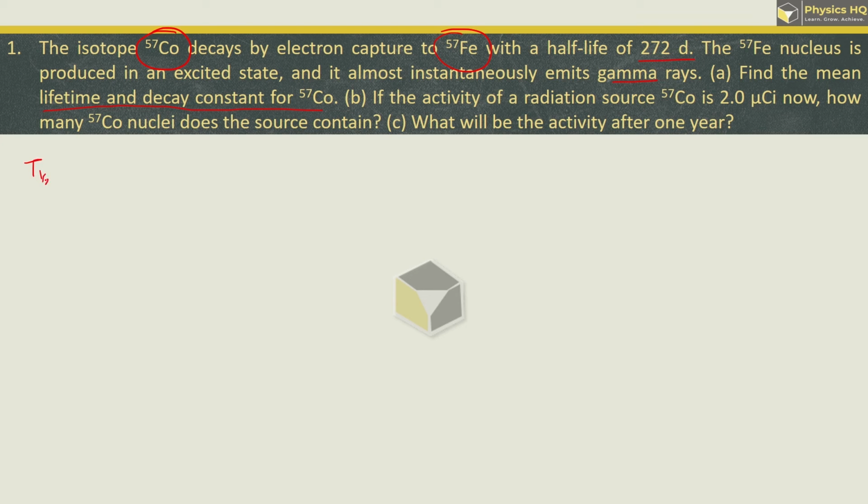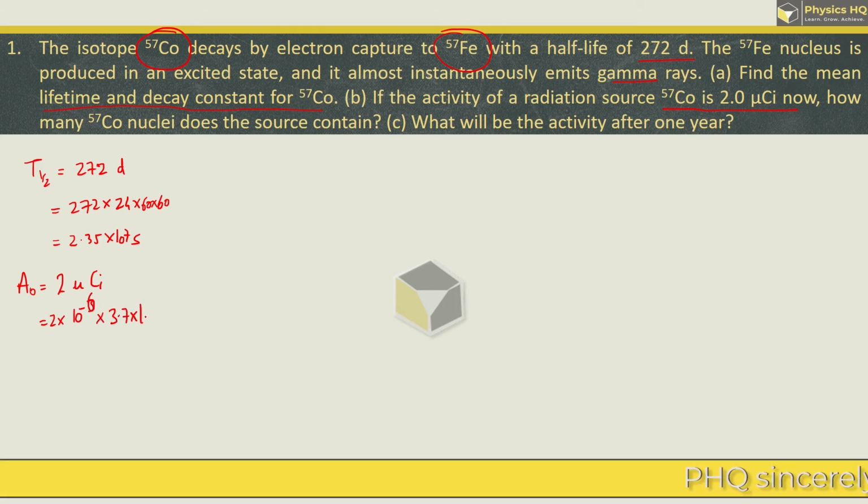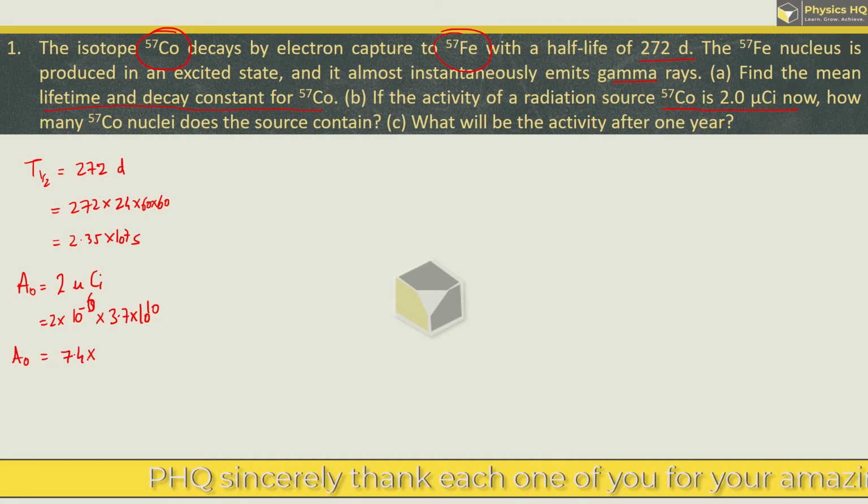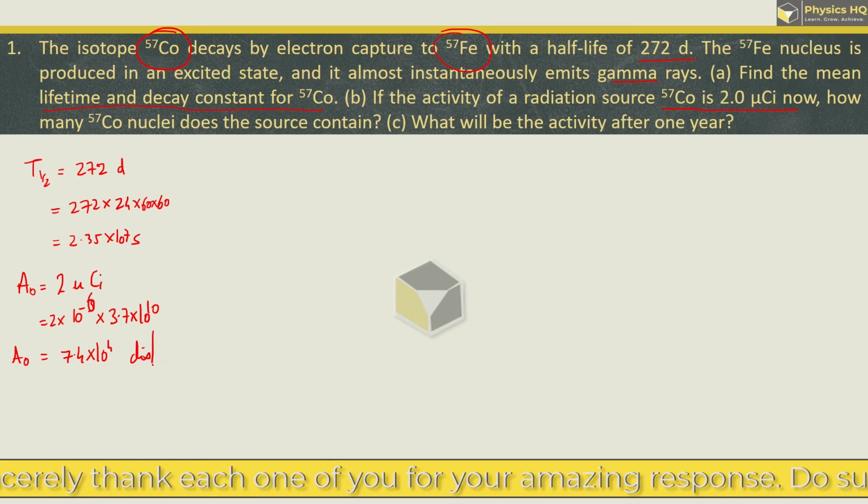So we got half-life given over here, which is 272 days. We can convert this into seconds by multiplying it with 24 hours, 60 minutes and 60 seconds, and this will give us 2.35 into 10 raised to 7 seconds. Next, they have given that activity of radiation source is 2 microcurie. So initially we got activity as 2 microcurie, which is 2 into micro, 10 raised to minus 6, into curie, 3.7 into 10 raised to 10, which gives us activity at t equal to 0, which is 7.4 into 10 raised to 4 disintegrations per second.